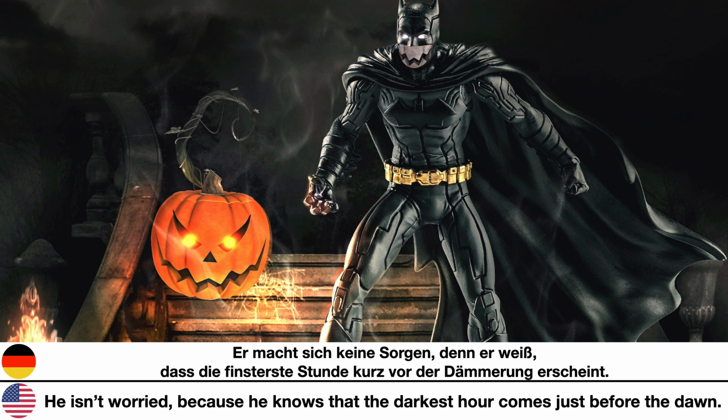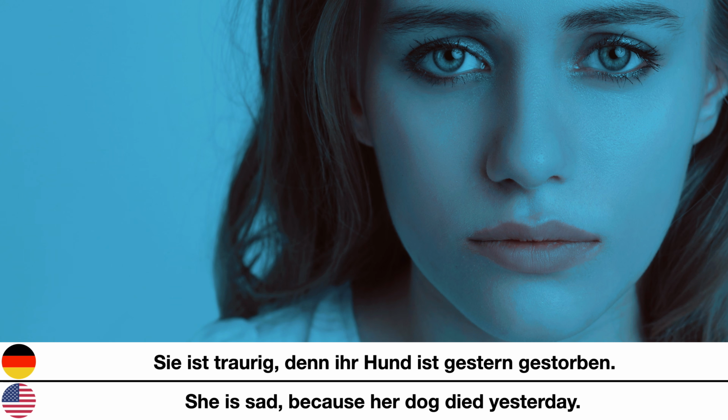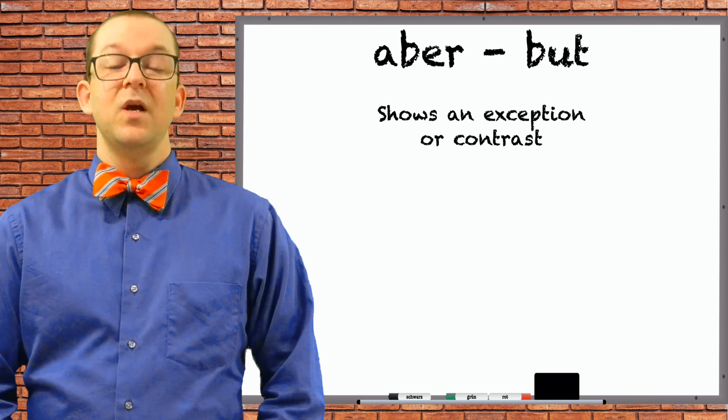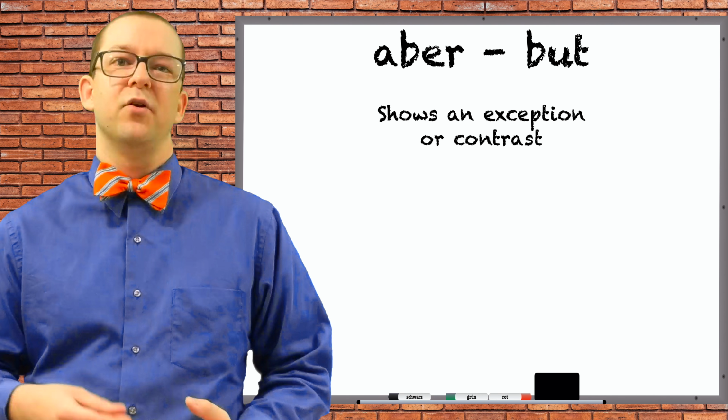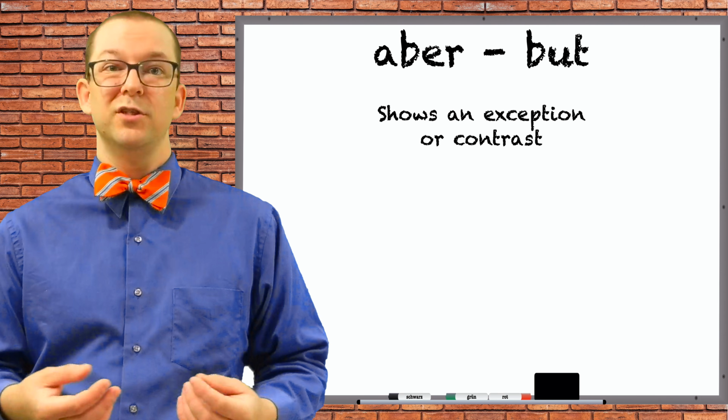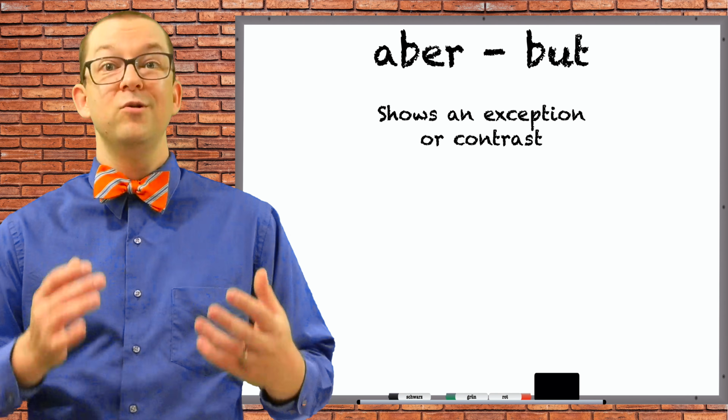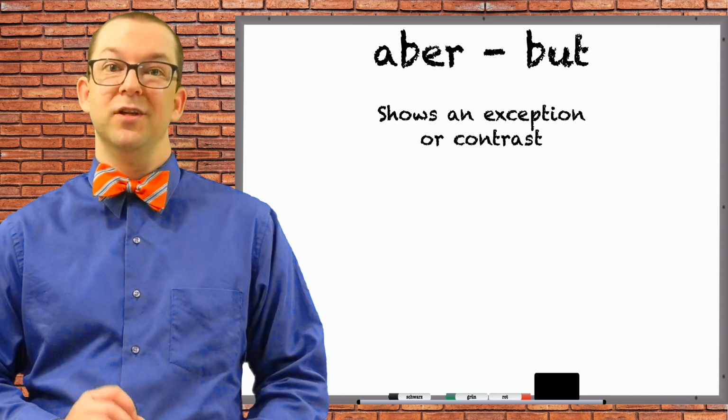Macht sich keine Sorgen, denn weiß, dass die finstere Stunde kurz vor der Dämmerung erscheint. He isn't worried because he knows that the darkest hour comes just before the dawn. Sie ist traurig, denn ihr Hund ist gestern gestorben. She is sad because her dog died yesterday. All of the rest of the conjunctions for today mean but. They each have their own subtle differences and specific uses. The first one is by far the most commonly used and the most versatile of them all.